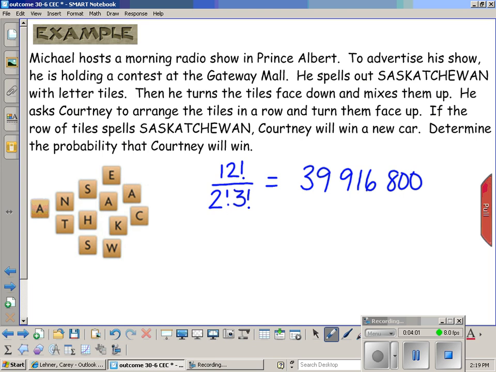So now that we know all the possible arrangements, we can find the probability. We want the probability that she's going to spell Saskatchewan. How many ways is that possible? Well, there's only one way to spell Saskatchewan. So it's 1 out of 39,916,800. So there's your probability. Not a very great chance that it's going to happen.